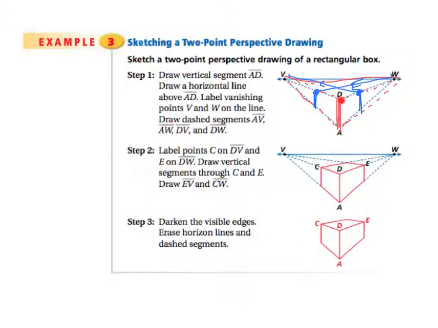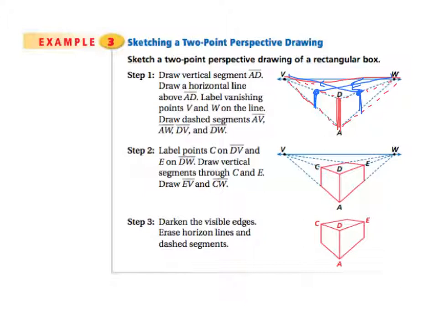So let me repeat what we did. So we drew this line first, then we drew these dotted lines, and then we also drew this, right? Then I drew C and E somewhere on those dotted lines, and I drew a vertical line down. And then I drew a line from E to V and a line from C to W. Okay, make sure you slow this down and stop it as you need it.